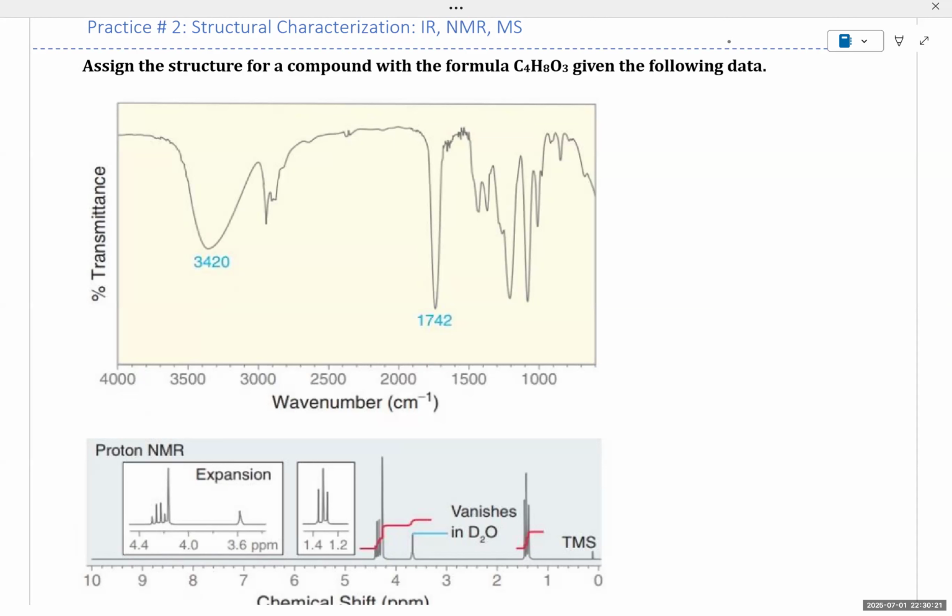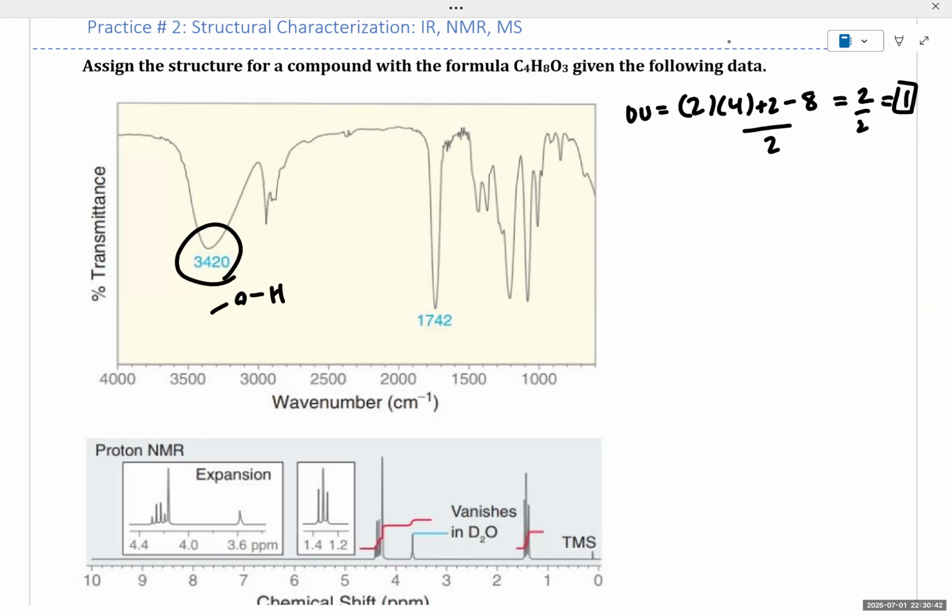Okay, so in this case, first let's calculate du. So we have 2 times 4 plus 2 minus 8 over 2. That in turn gives us 2 over 2, or a du value of 1. Ooh, that's a broad peak. That may be an alcohol, but we notice that we also have this peak around 1700, which is the CO stretch. So that tells us that this peak is a carboxylic acid. So we have a carboxylic acid present in our molecule. That explains the du value of 1.